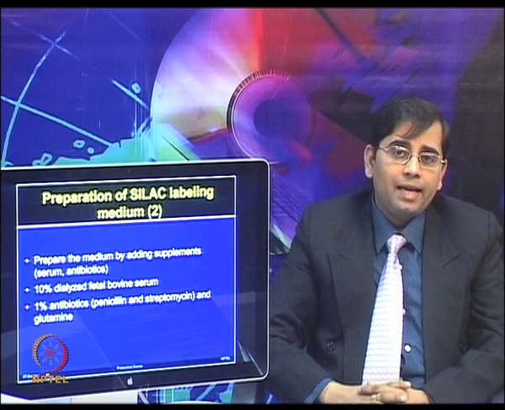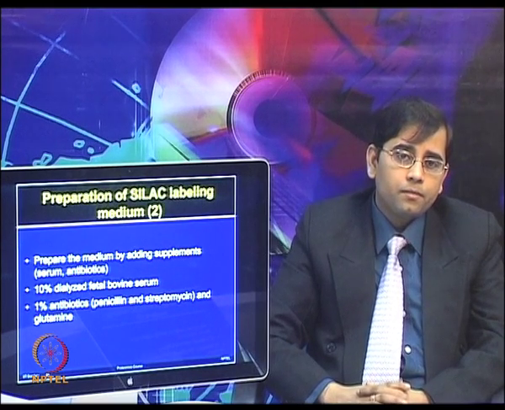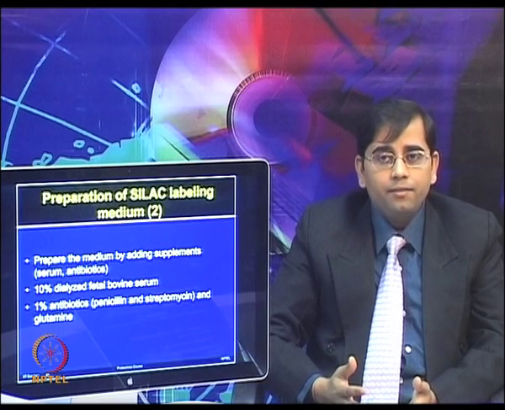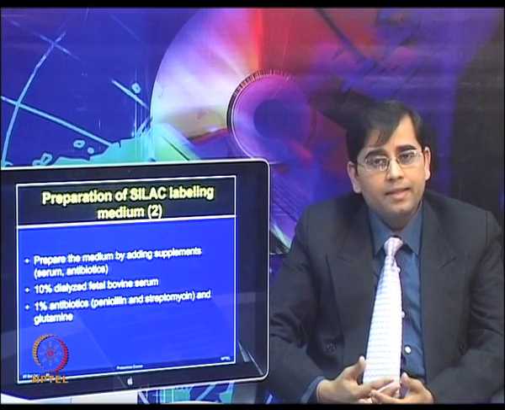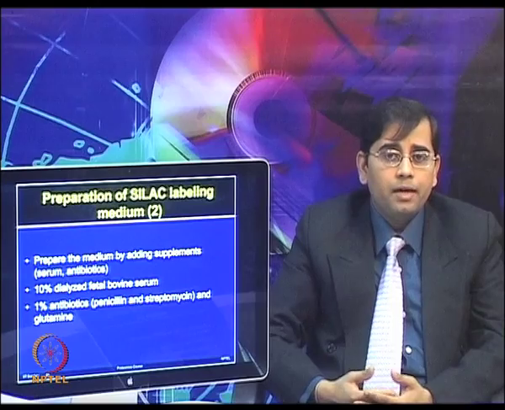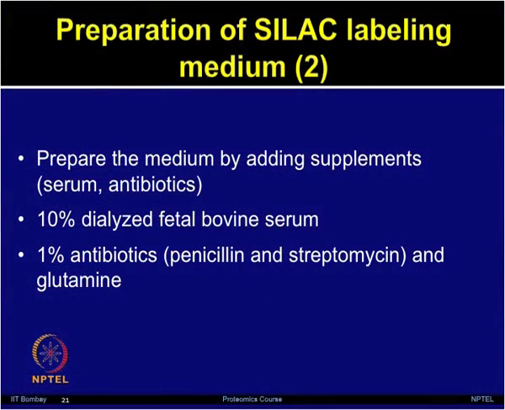So, for the preparation of SILAC labeling media, one need to add various supplements such as serum, antibiotics. So, a recommended percentage for the serum could be 10% dialysed fetal bovine serum and 1% of antibiotic and glutamine, but these percentage can be optimized depending upon type of cell cultures.